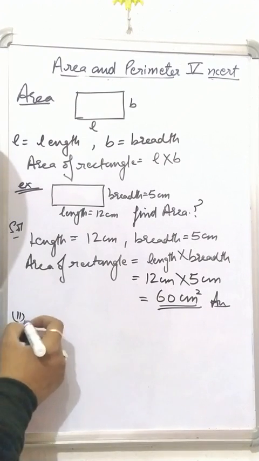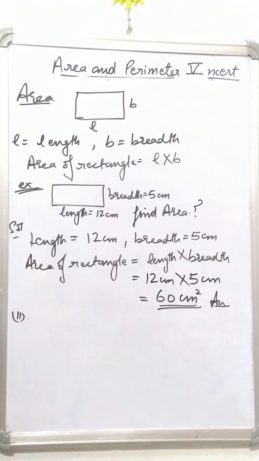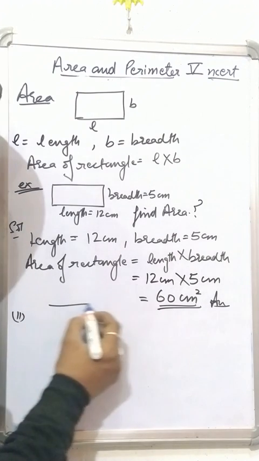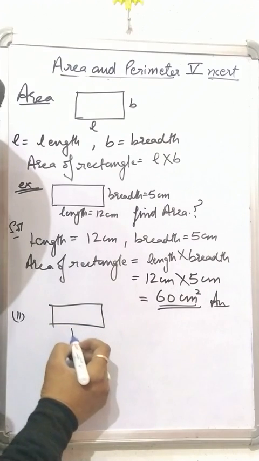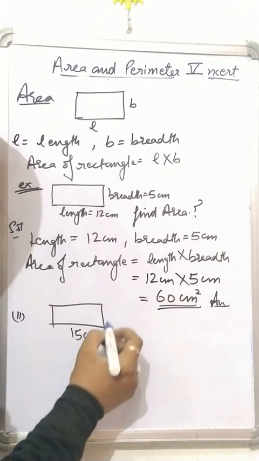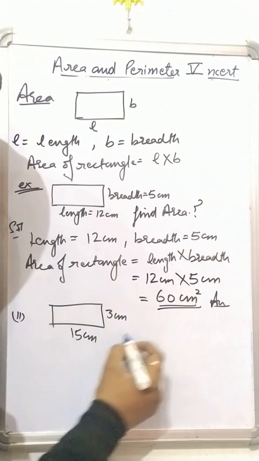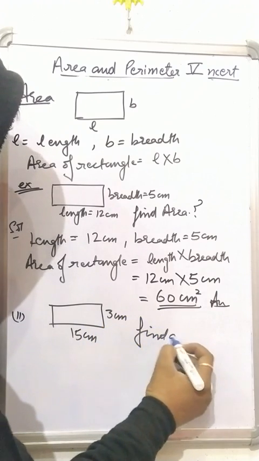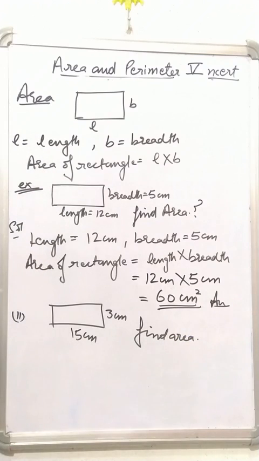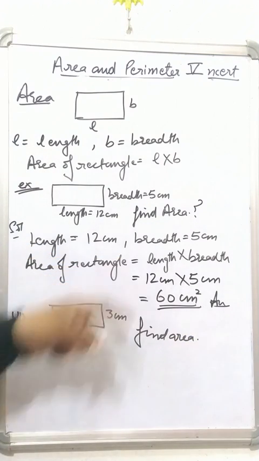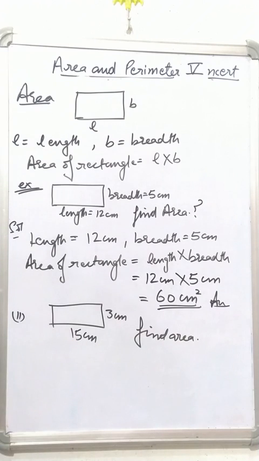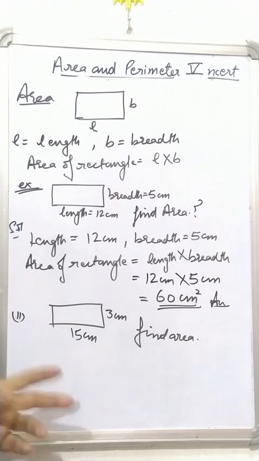One you will do, and you will tell me the answer in the comment box. This is a rectangle, and this side is 15 centimeter and this side is 3 centimeter. Find area. Is that clear? So use this formula to find the value in the given question. Is that clear?